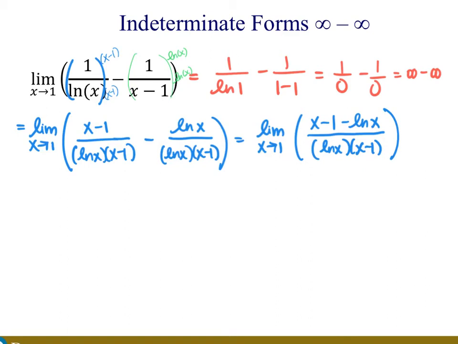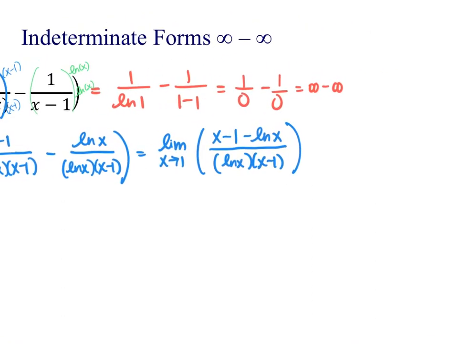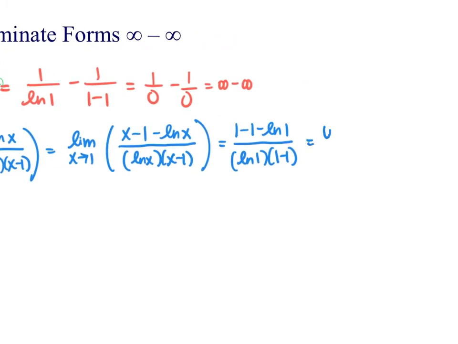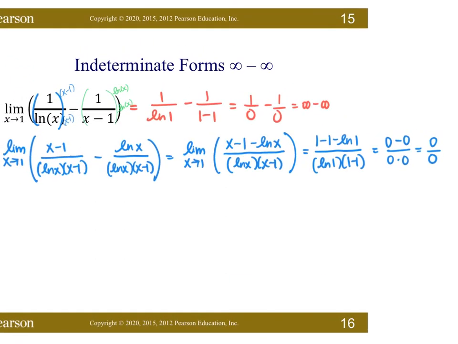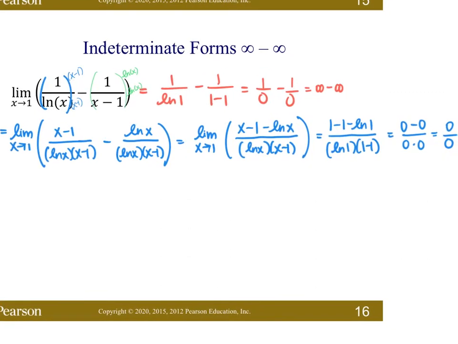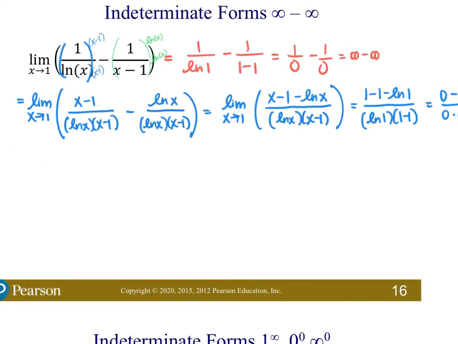So now that we've expressed this as a quotient, it's appropriate to use L'Hopital's rule. I'll show you why. If we plugged the number 1 in at this point, we would end up with 1 minus 1 minus the natural log of 1 over the natural log of 1 times 1 minus 1. So we'd end up with 0 minus 0 over 0 times 0, which is 0 over 0. So we have now created an indeterminate form of a quotient. So now we can apply L'Hopital's rule.